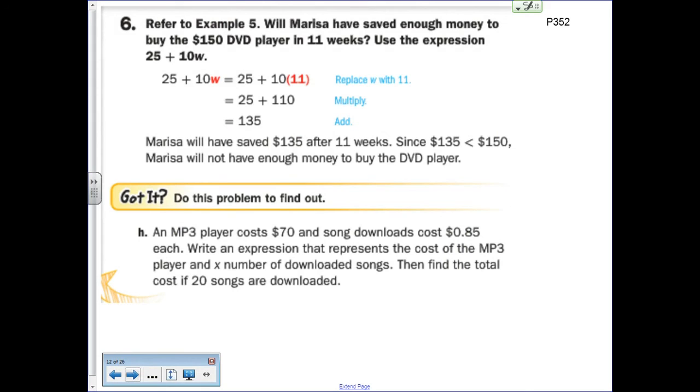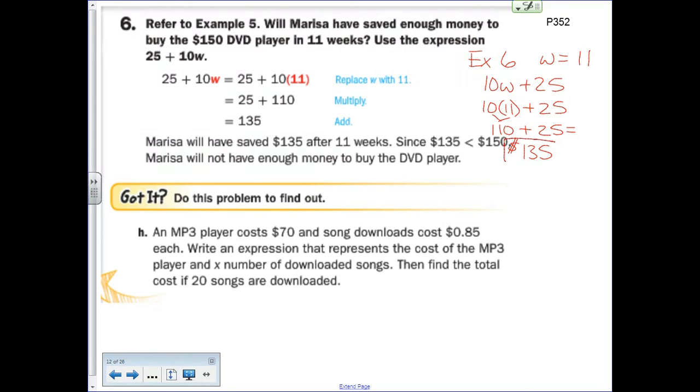Okay, so I believe when you go to the next letter problem, you are actually going to take this. Oh, it's example number 6. In example number 6, we're going to find out how much money she would have after 11 weeks. So in example 6, we're going to take the expression we just wrote, which was 10W plus 25, and we're going to plug in 11 for the number of weeks. So that would be 10 times 11 plus 25. You do multiplication first and get 110 plus 25. And that would equal $135.